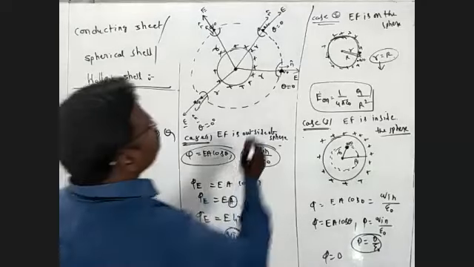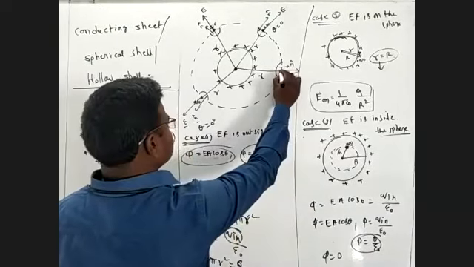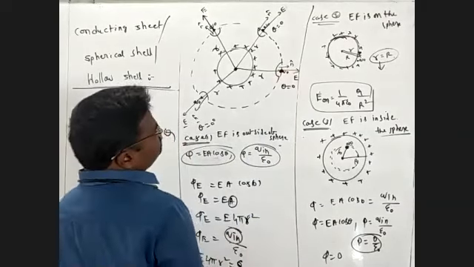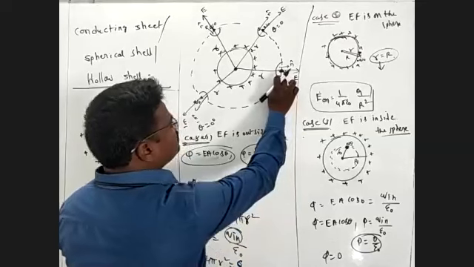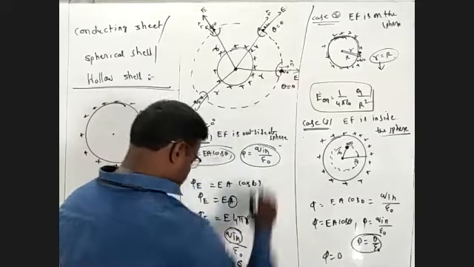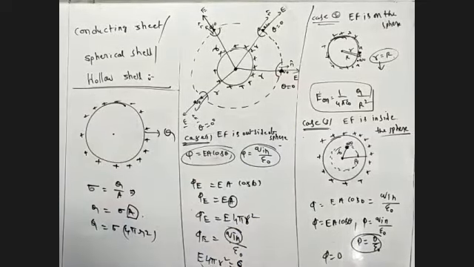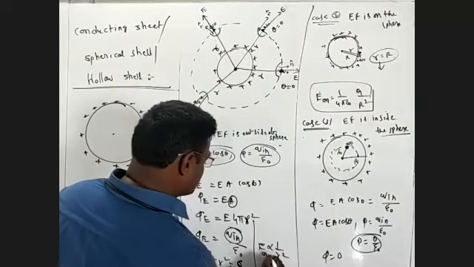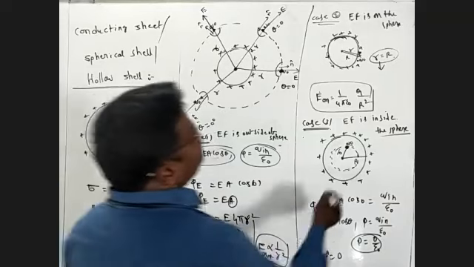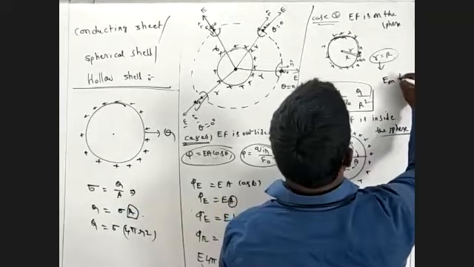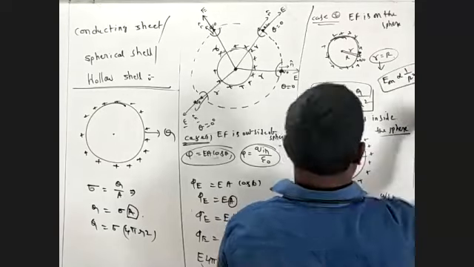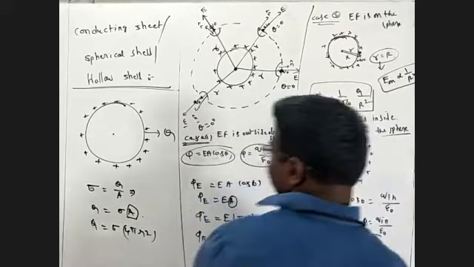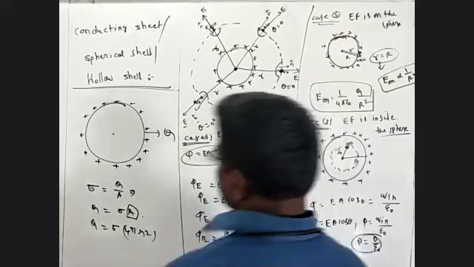Here, at this point, which is outside of the sphere, we are calculating the electric field. E out is proportional to Q, inversely proportional to r square. So E out is proportional to 1 by r square. Inside, E in is equal to 0.